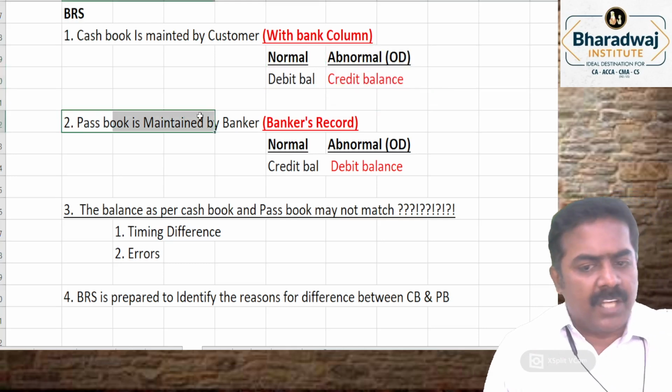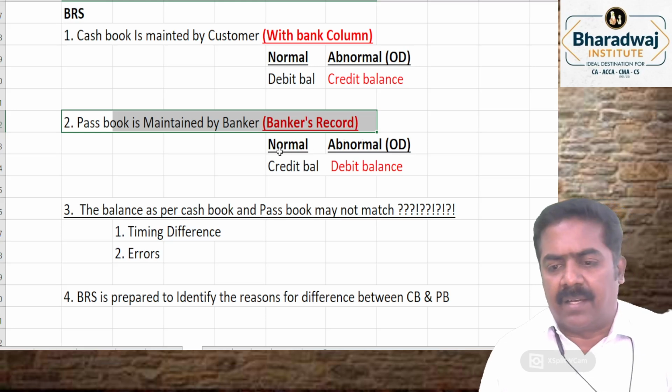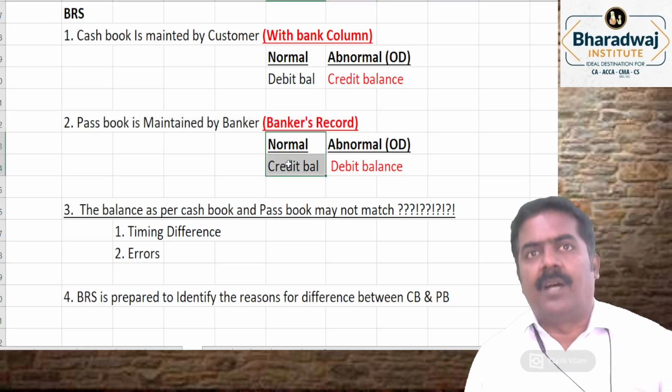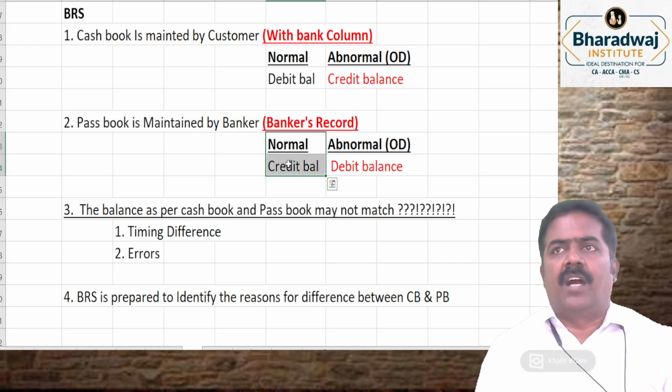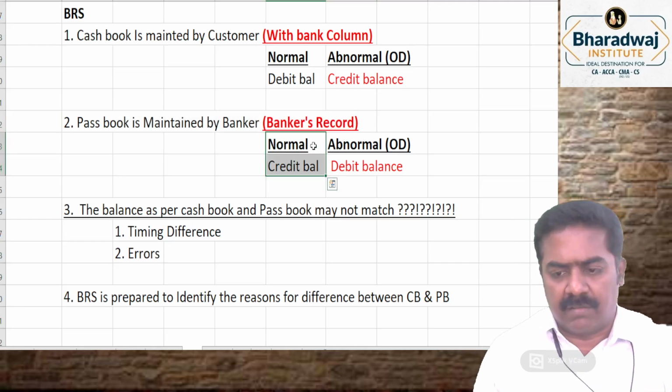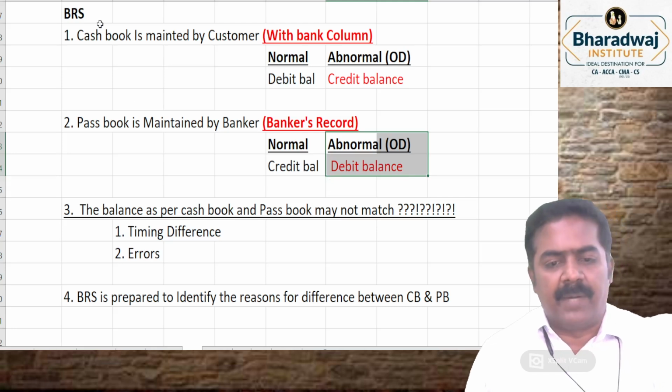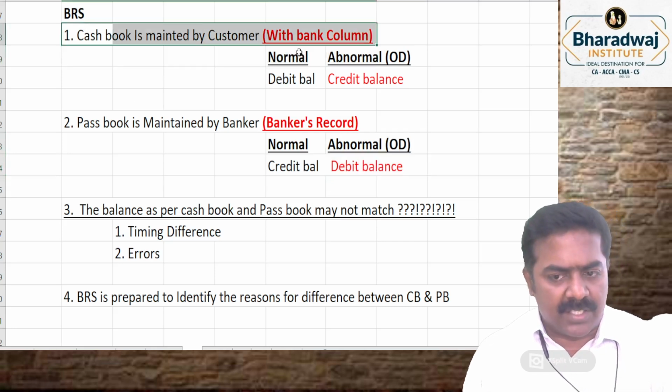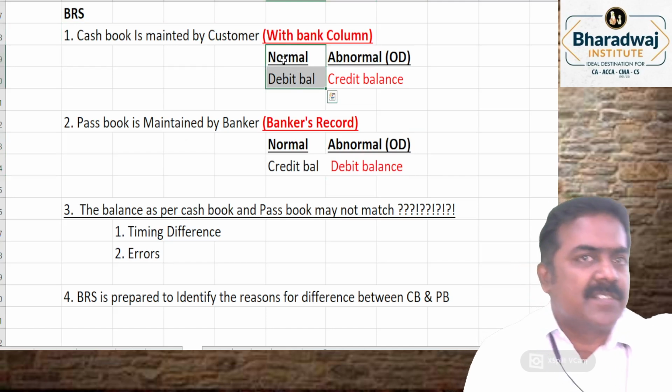Listen. Passbook is maintained by the banker. It is banker record. Banker record, opposite balance will be there. Like normal balance will be which balance? Credit balance. If it is abnormal, debit balance. Wait. Cash book customer order record, normal balance and a balance.